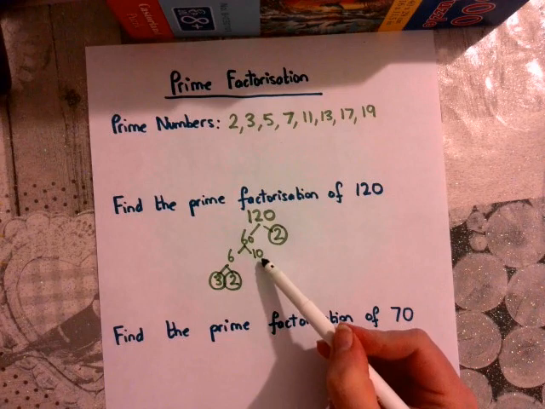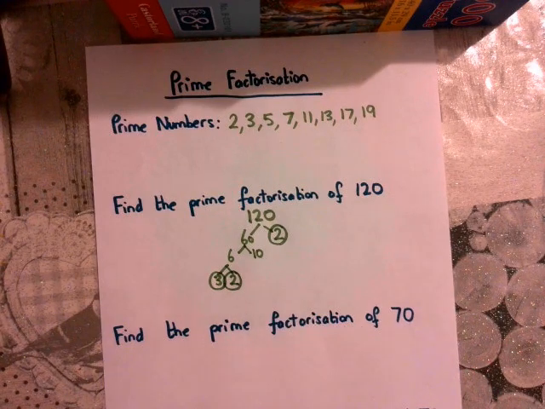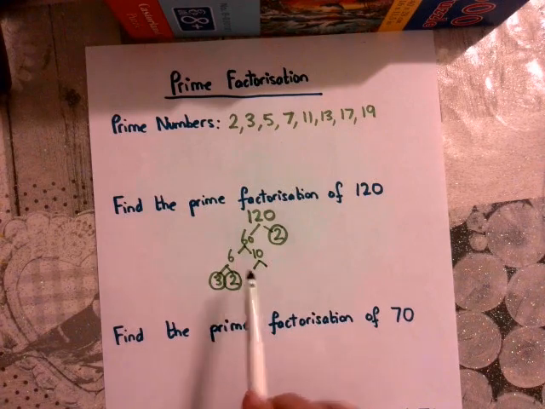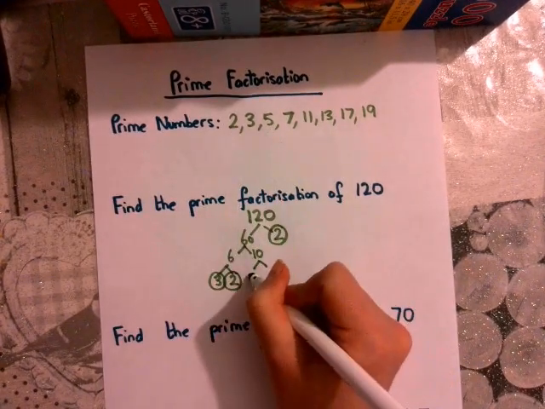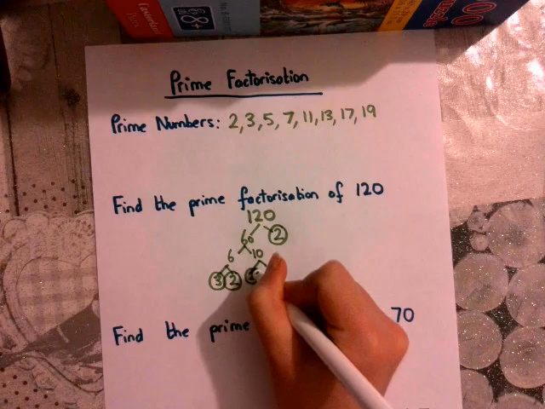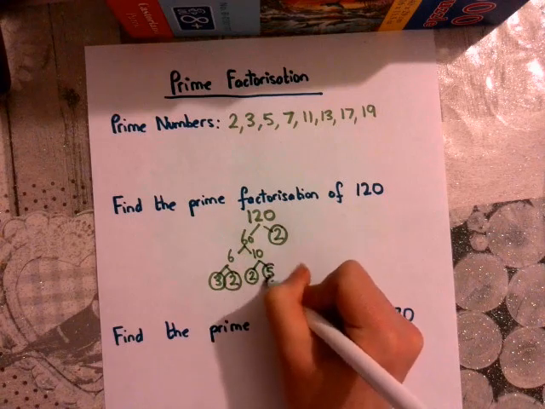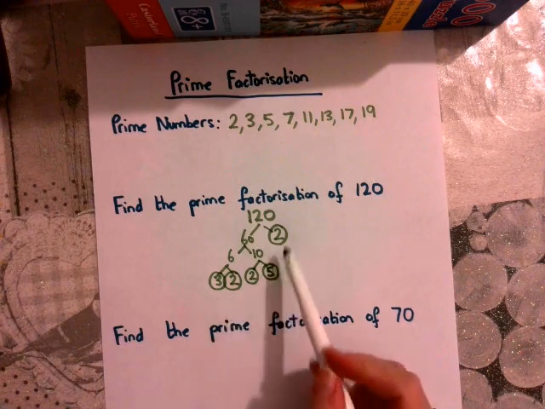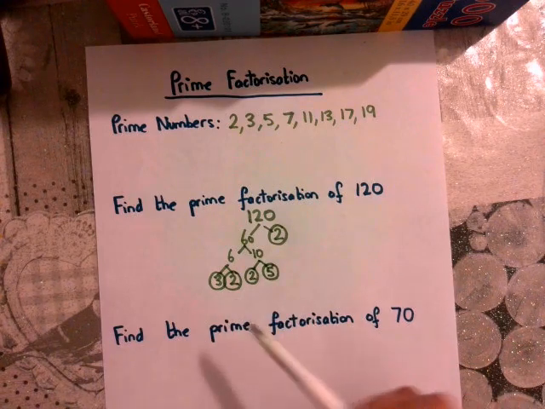Then going back to the 10 that we had up here, we also need to split that one up, because again, 10 is not a prime number. So 10, I could do 2 times 5, where 2 is a prime number, and 5 is also a prime number. So I can't go anywhere else with that now. They're all circled and I can't split these up anymore.